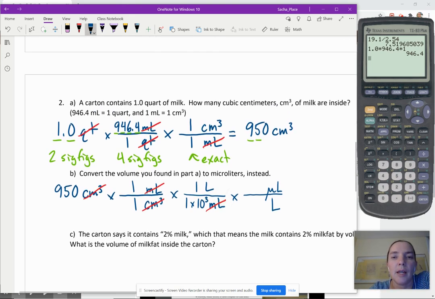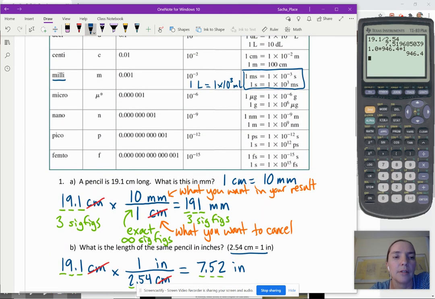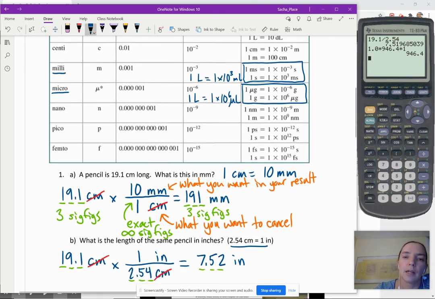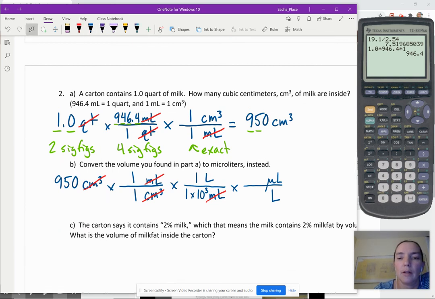So again, I'm going back up to that table and I'm looking for what micro means. Like, what is the conversion factor for micro? Right, here's micro. We have these equalities over here. And because I'm interested in liters, right, 1 base unit liter, I see 1 base unit gram equals 1 times 10 to the 6th micrograms. So I could also say 1 liter equals 1 times 10 to the 6th microliters. So I'm going to use that equality back down here. So 1 times 10 to the 6th, that's a million, right? There are a million microliters in a liter. And that lets me cancel out my liters.